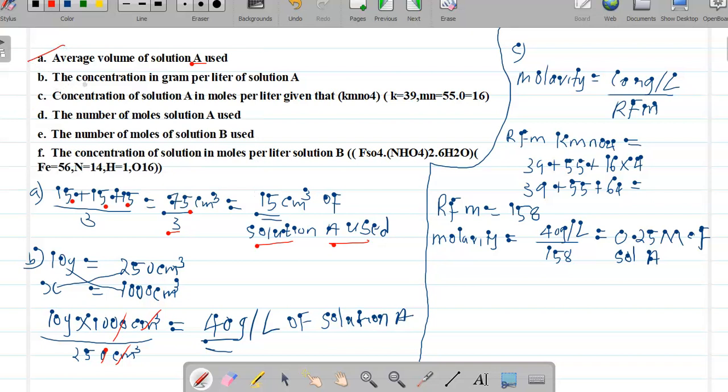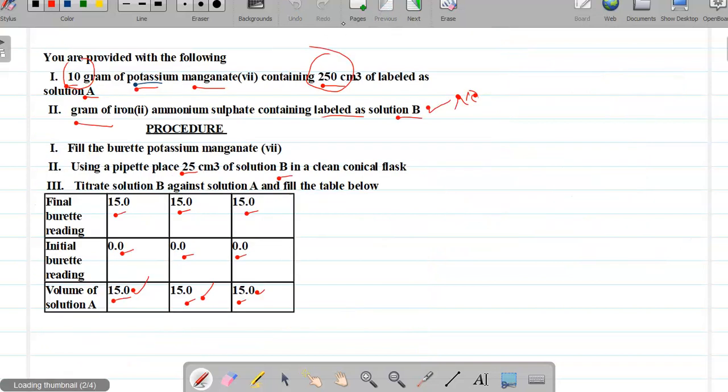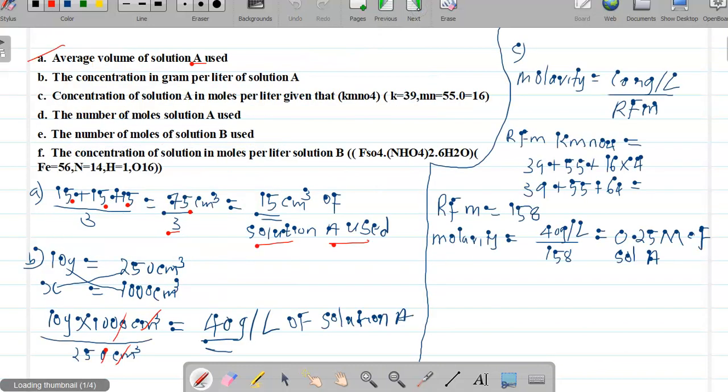Question B: the concentration in gram per liter of solution A. How do you solve that? It's very simple. You have the mass, which is 10 gram, and the total volume, 250. What about 1000? Then you say 10 gram is equal to 250, what about 1000? You cross multiply: 1000 times 10 divided by 250, and you get 40 gram per liter of solution A. So that's how you calculate concentration in gram per liter, by equating the mass given and the total volume. That's how you solve part B.